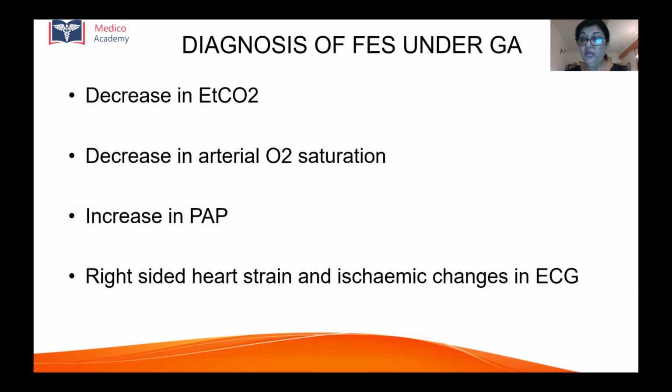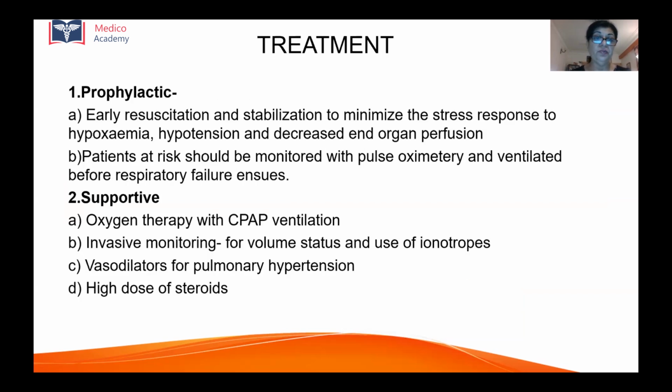Now, how do you diagnose this fat embolism syndrome under GA? There may be a decrease in the EtCO2, decrease in the arterial oxygen saturation, increase in the pulmonary artery pressure, and right-sided heart strain and ischemic changes in the ECG. Treatment may be prophylactic or it may be supportive. Prophylactic is early resuscitation and stabilization to minimize the stress response, hypoxemia, hypotension, and decreased organ perfusion. Patients at risk should be monitored with pulse oximetry and ventilated before the respiratory failure ensues.